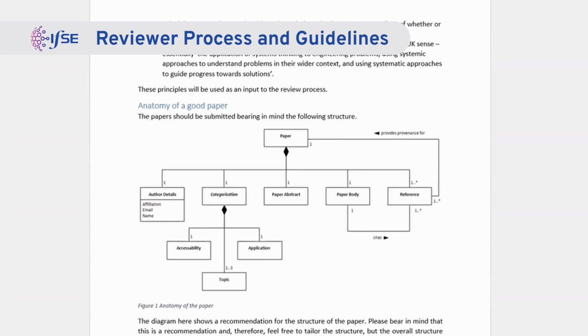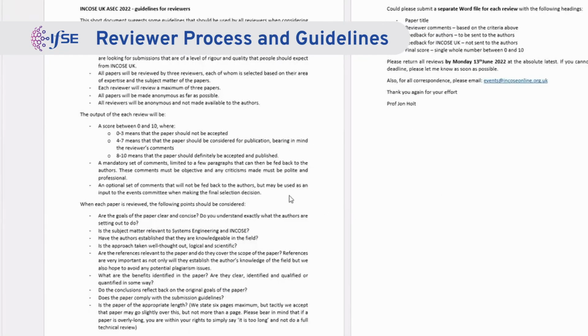So what I'm going to talk about now is the review process itself and the reviewer guidelines. This is the information that's given to reviewers. All this is freely available from INCOSE UK, but if you can appreciate what the criteria is that we ask the reviewers to use, it will give you an insight into how to write your paper and how to pitch it. Okay, so a few key points here. This is what we send to the reviewers, and as I said, this is in the public domain. Everybody's got access to this.